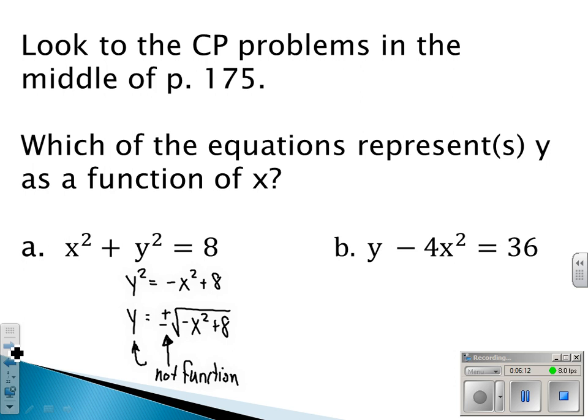So move over to B and do the same kind of thing. Move the 4x squared over to the other side.